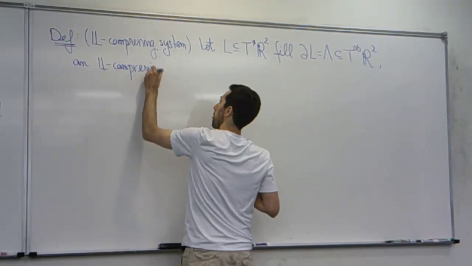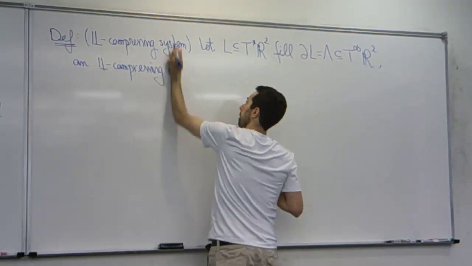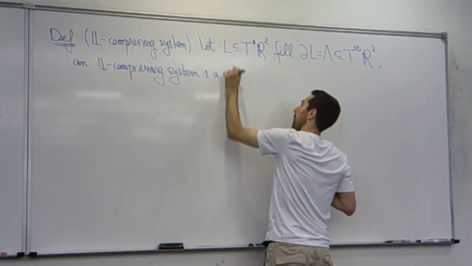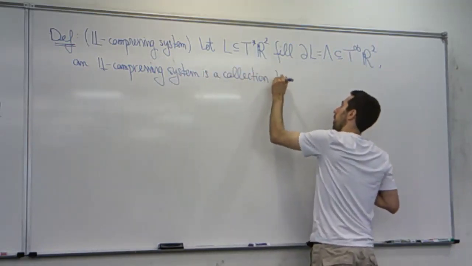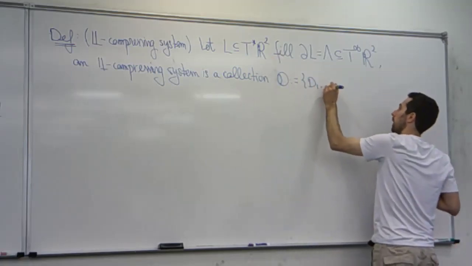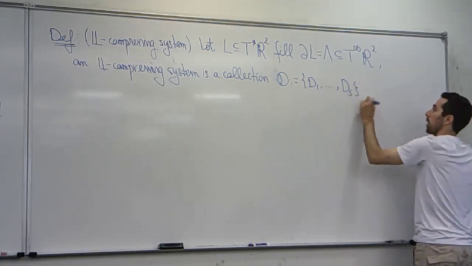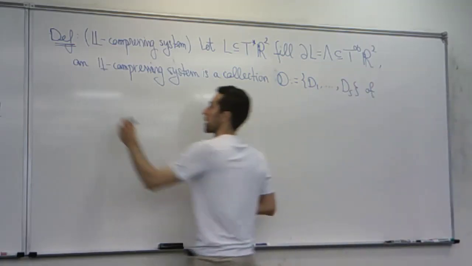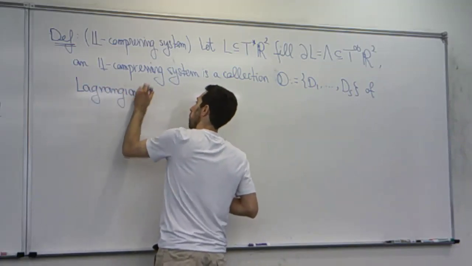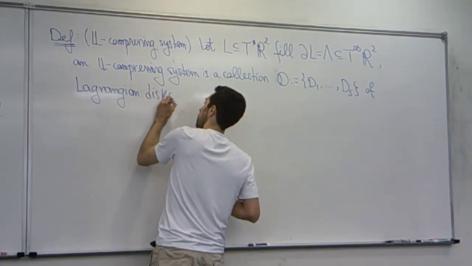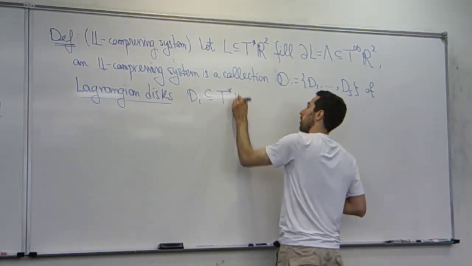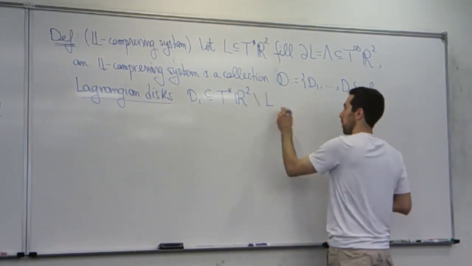So the compressing system is a collection, and I'm going to call these D1 through DS, a collection of disks, and these are Lagrangian disks. And you want to be able to do surgery on them, so you want them to be embedded. They're Lagrangian disks. Di is embedded in the complement of the Lagrangian. It's properly embedded.